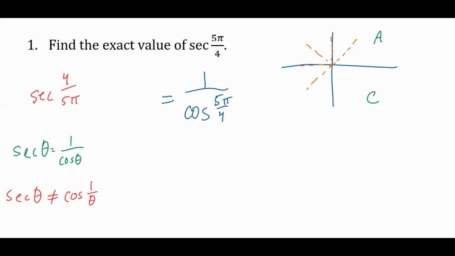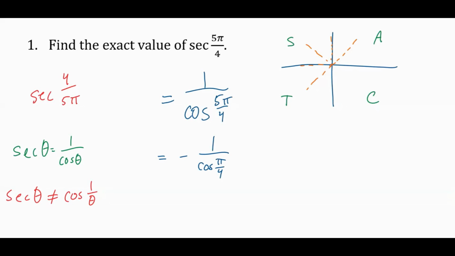The cast rule tells me which ratio is positive in each quadrant. The A stands for all. We are in quadrant 3, where tan is positive. That means cosine is negative, and the related angle is pi by 4, so this equals negative 1 over cos of pi by 4.